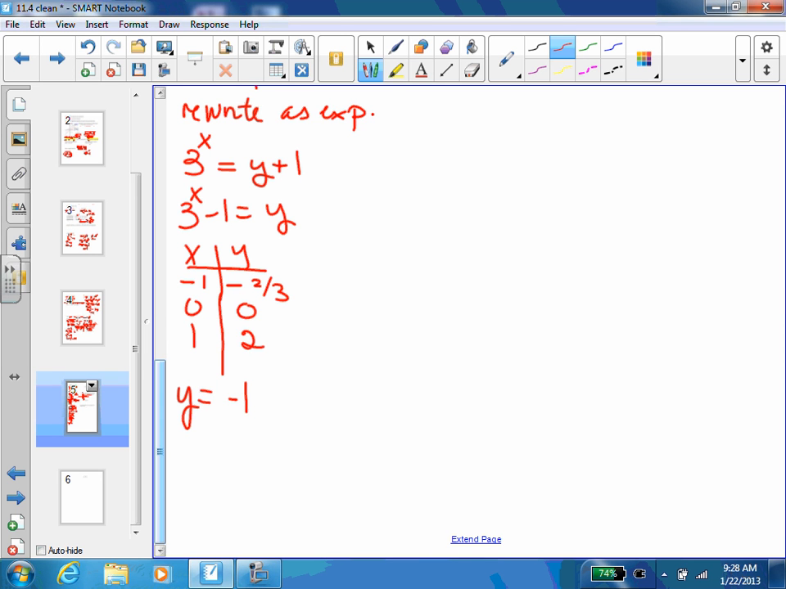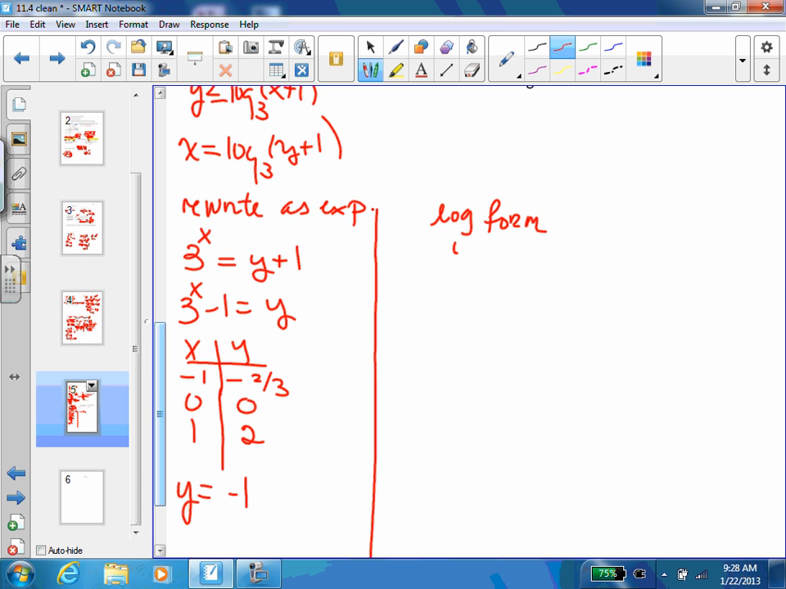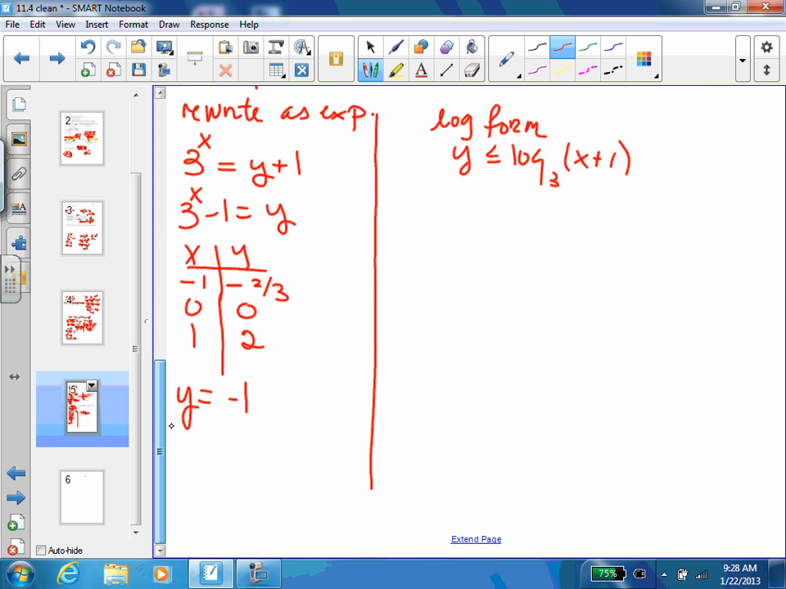Are we good on this? All right. So now we're going to do the log form. Okay. So what we're really wanting to look at was what we were given, which is y less than or equal to log base 3 of x plus 1. All right. What's my xy chart going to say? Good. Yep. Good. And Rachel, what's my asymptote?